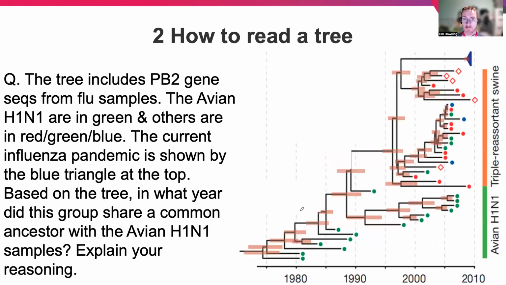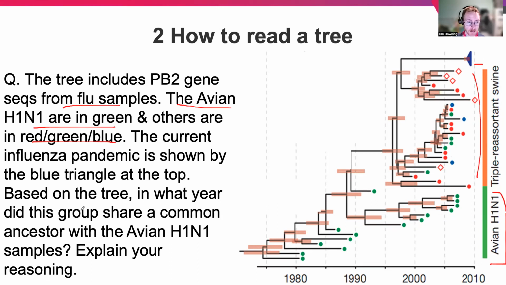Another example here is given from the PB2 gene region from flu samples. So you've got the avian H1N1 in green, shown here, and you can see the nodes are green as well, and then the others are in red, green, blue. So you can see them mixed up here. The current influenza pandemic is shown by the triangle at the top up here.